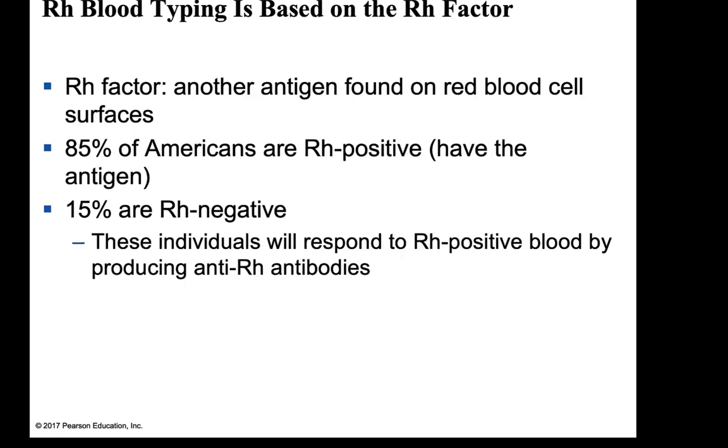Now, the other factor is the Rh. Remember, I talked about that previously. That's another antigen that can be found on red blood cell surfaces. The majority, actually 85% of Americans, have the Rh antigen, so they are considered to be Rh positive. The remaining 15% are Rh negative.